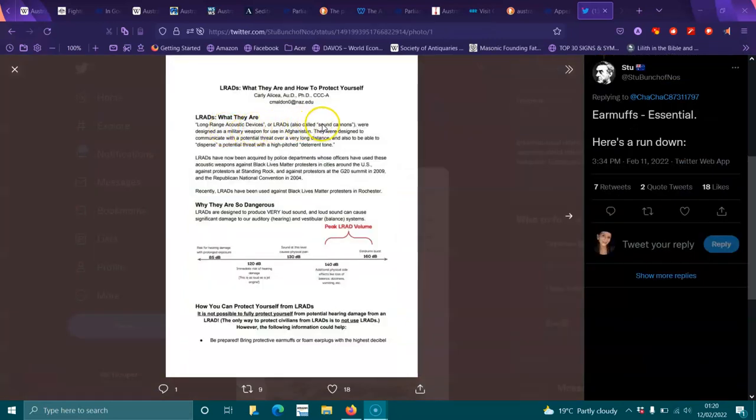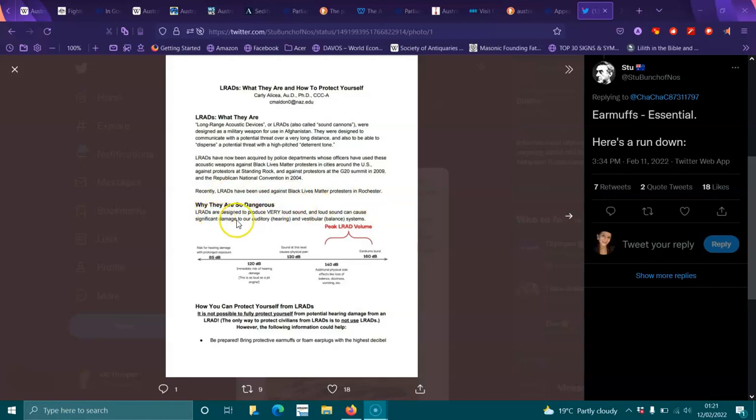LRAD, a long-range acoustic device. Sound cannons were designed for military use in Afghanistan, to communicate with a potential threat over a long distance and also to disperse a threat with a high-pitched deterrent tone. LRADs have now been acquired by police departments, whose officers have used these acoustic weapons at Black Lives Matter protests in cities across the US, against protesters at Standing Rock, at the G20 summit in 2009, and the Republican National Convention in 2004. Recently, it was used against Black Lives Matter protests in Rochester.